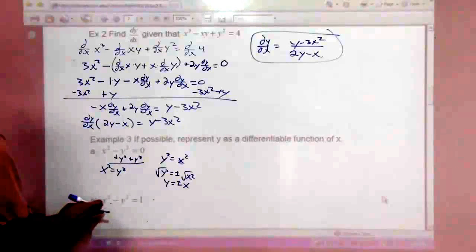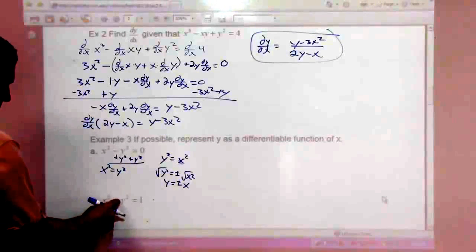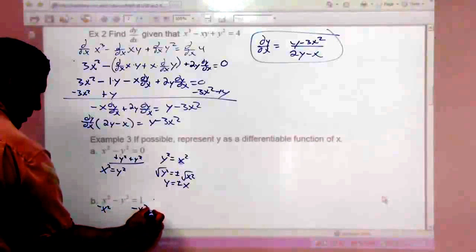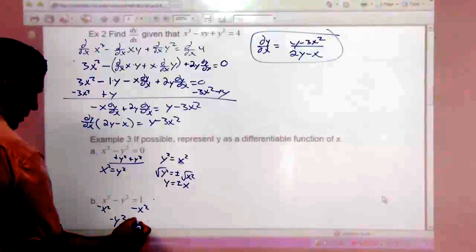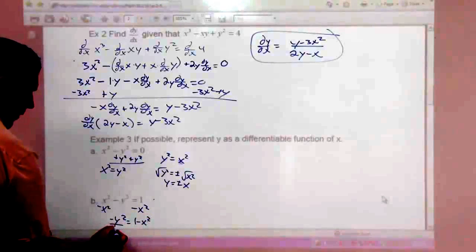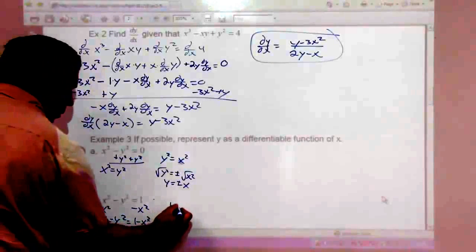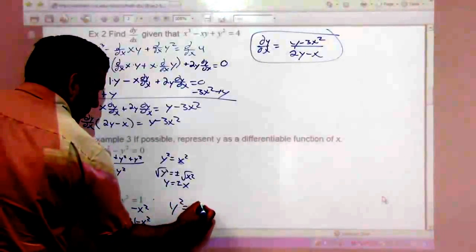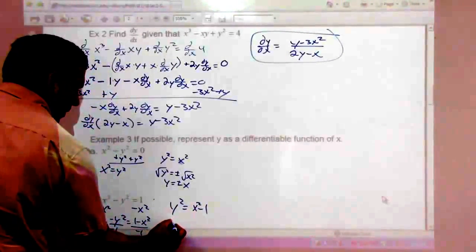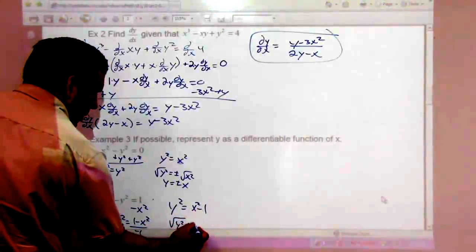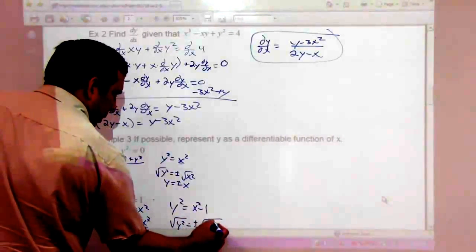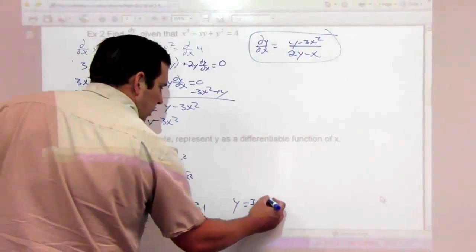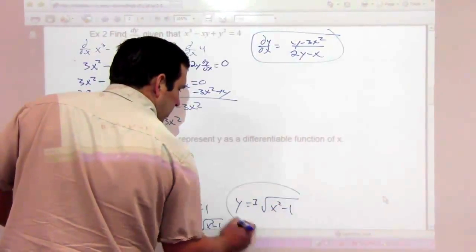And the next one, we have x squared minus y squared is 1. So I will subtract the x squared from both sides. So negative y squared equals 1 minus x squared. If I divide both sides by negative 1, y squared equals x squared minus 1. And then if I take the square root of y squared, it would be equal to plus or minus the square root of x squared minus 1. So y equals plus or minus the square root of x squared minus 1.